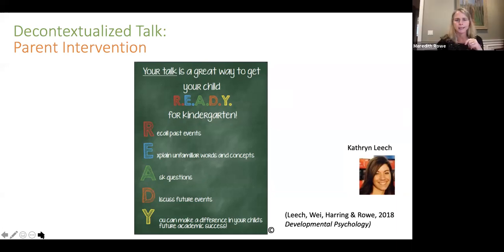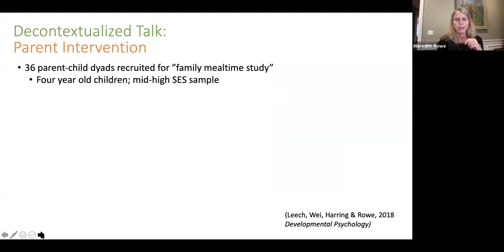Okay, so we tested this out with a little pilot study, and we did this with middle class Cambridge families. So we really need to expand this work into other populations. But we brought 36 parent-child dyads with 4-year-olds into our lab at Harvard for what we called the family mealtime study, just because we were interested in trying to capture this type of talk during meal times.